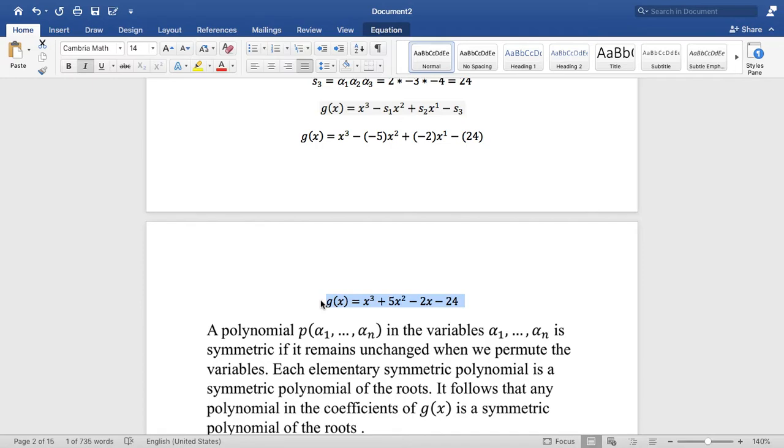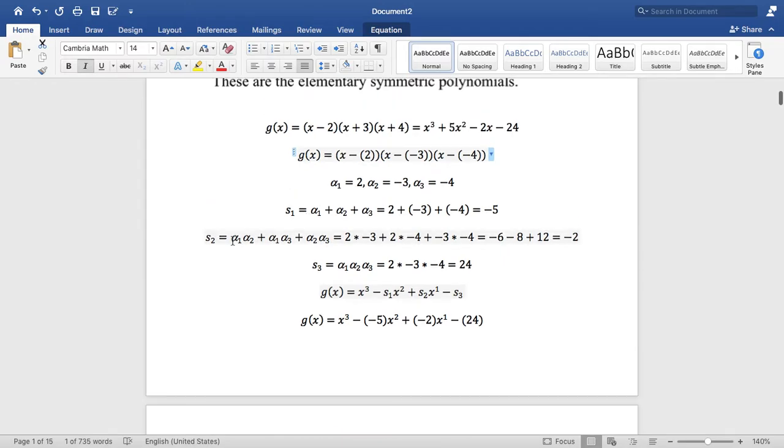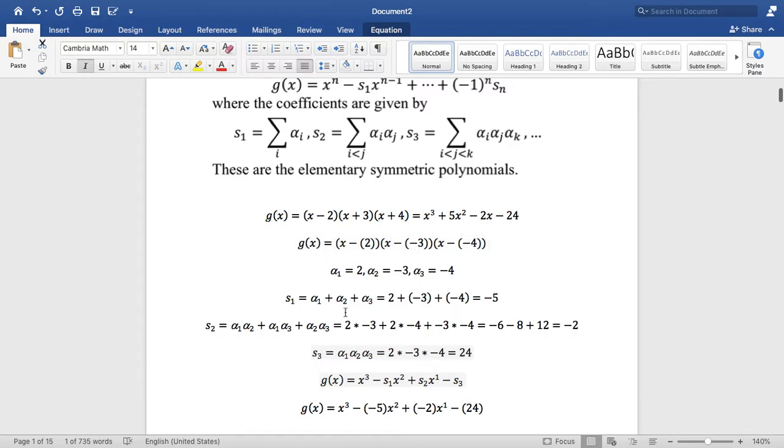Here's the interesting thing. Here's where the fun begins. A polynomial p of alpha 1 all the way to alpha n is symmetric if it remains unchanged when you permute the variables. And the very interesting thing that you notice is that for the elementary symmetric polynomials, if you switch the roots around, your answers will be the same.